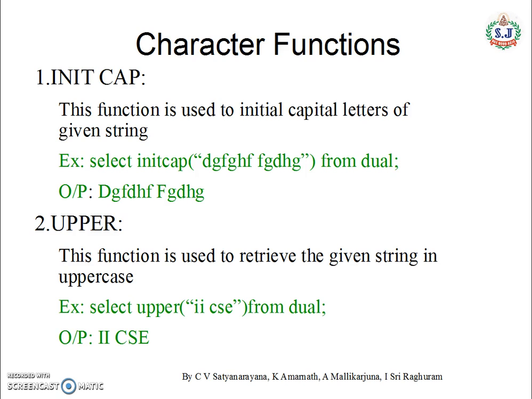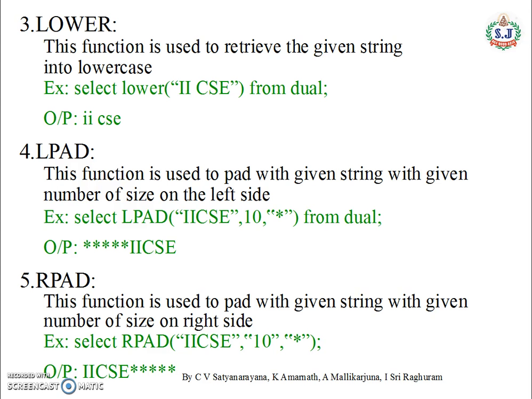The next function is upper. As the name suggests, this upper function converts all the characters of a particular string into its capital letters. This is shown by the following query, where the string that is given in the inverted commas is finally converted into capital letters. The next function is lower, which is opposite of upper function. The upper function converts the lowercase into uppercase, whereas the lower function converts the uppercase characters into lowercase as shown in this example.